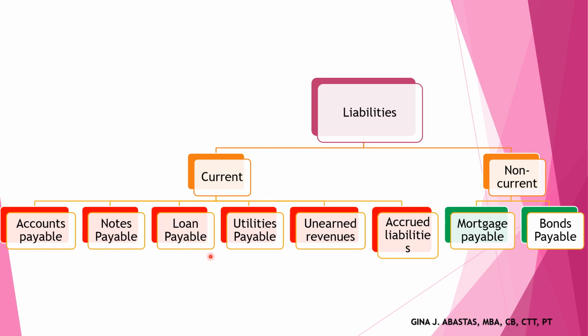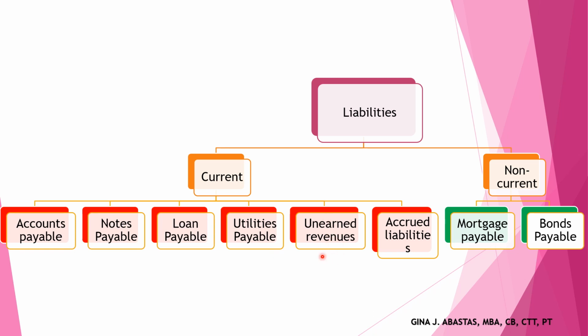For loans payable, this is a liability to pay the bank or other financing institution arising from funds borrowed by the business from institutions, payable within 12 months or less. Another we have here, utilities payable. This is an obligation to pay utility companies for services received from them. Examples of this are telephone services, electricity, and water services. Another we have here, unearned revenue.